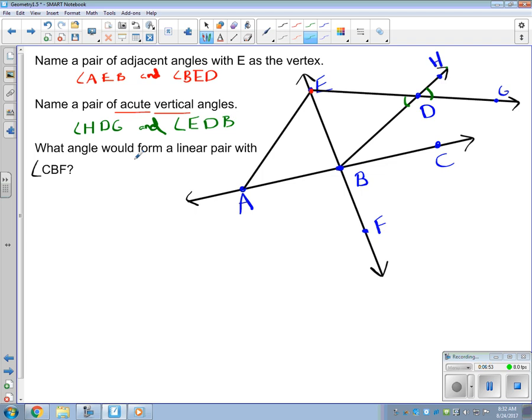And then finally, what angle would form a linear pair with angle CBF? So finding CBF right there. So I'm looking at, well, this one would. So EBC. Like some questions that we've had so far this semester, it's not like there's going to be just one correct answer on these. So as long as your answer works, it's good.